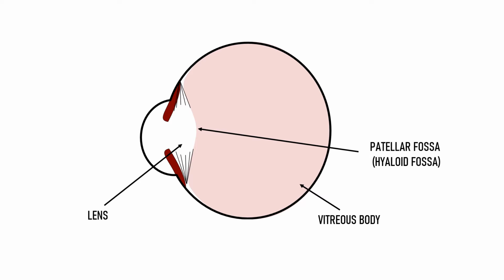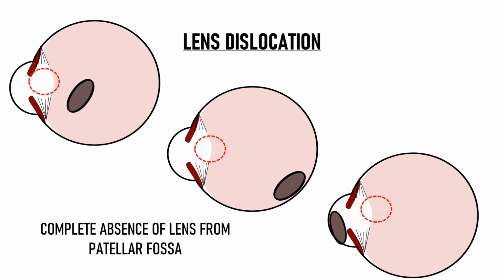Sometimes the lens is absent from the patellar fossa, like in some cases where it could be seen floating in the vitreous cavity or it could be seen lying on the retina. Sometimes the lens falls anteriorly into the anterior chamber. So in all these cases, we can see that the lens is absent from the patellar fossa, and this situation is known as lens dislocation.